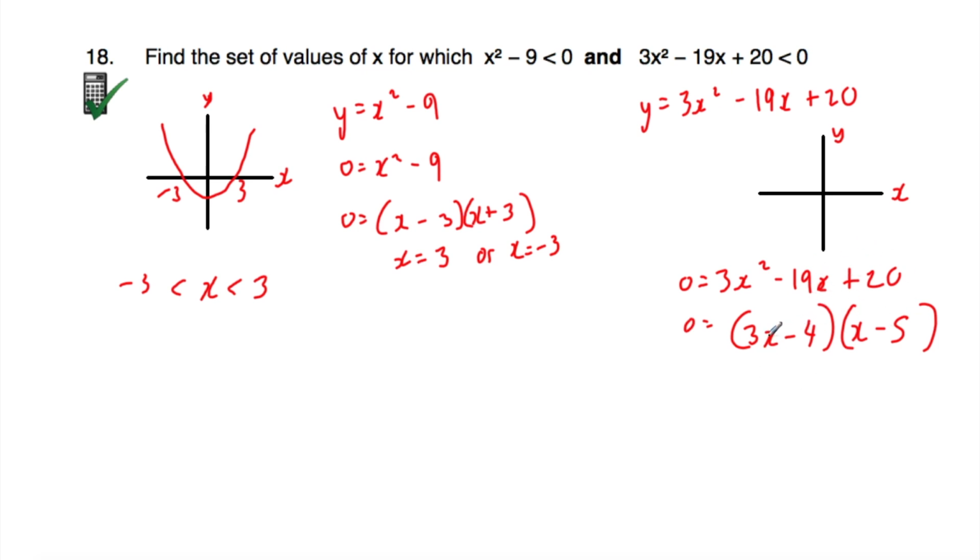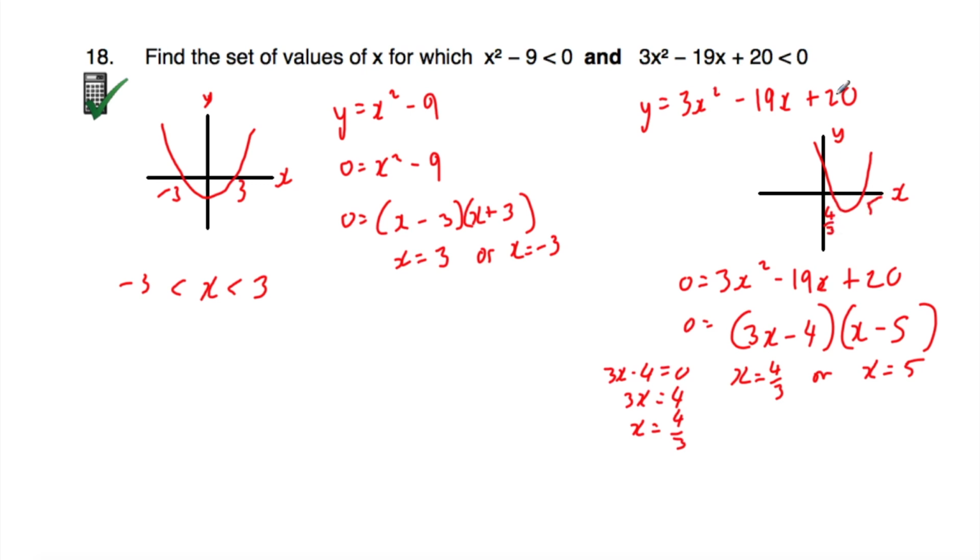Okay, so we want to find where this equals 0. So that means that either x is equal to 5 for this bracket, or here we've got 3x minus 4 equals 0. Add 4 to both sides, so 3x equals 4, and divide by 3, x is equal to 4/3. That means that x is equal to 4/3, or x is equal to 5. So it's going to cross the x-axis at 4/3 and 5. So 4/3 there and 5 there.